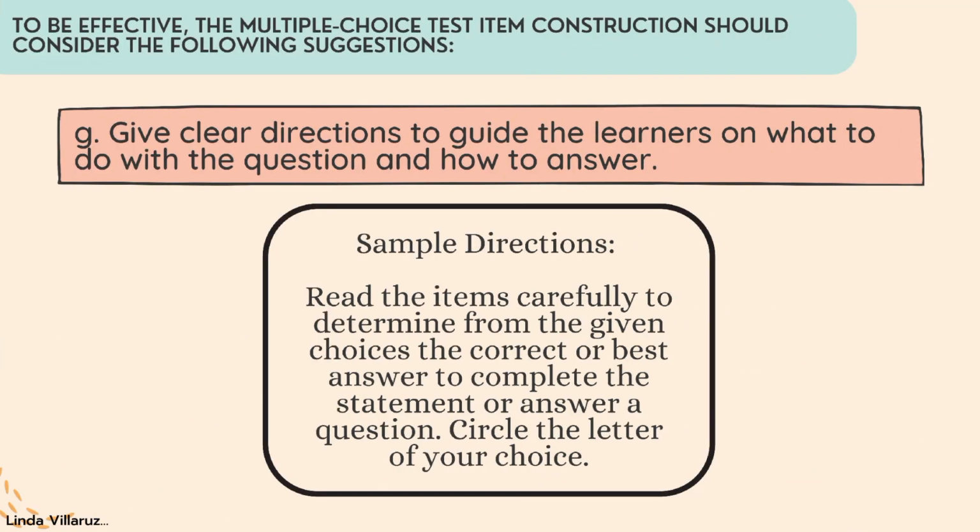And last, letter G, give clear directions to guide the learners on what to do with the question and how to answer. Example direction: read the items carefully to determine from the given choices the correct or best answer to complete the statement or answer a question. Circle the letter of your choice. So again, this type of test is difficult to construct, but it is easier to score. It is more reliable and it reduces test anxiety among learners.